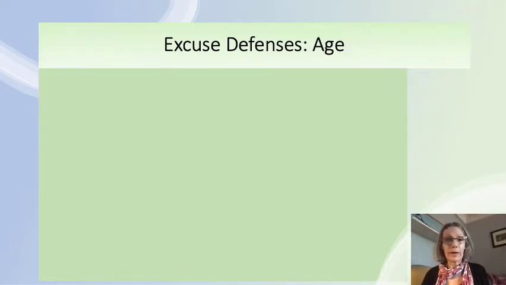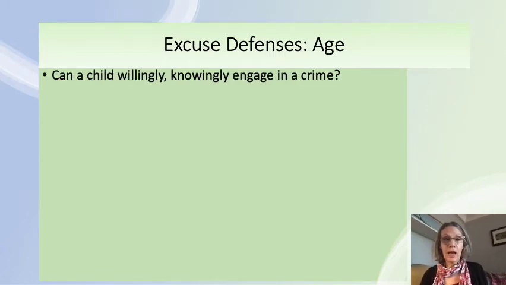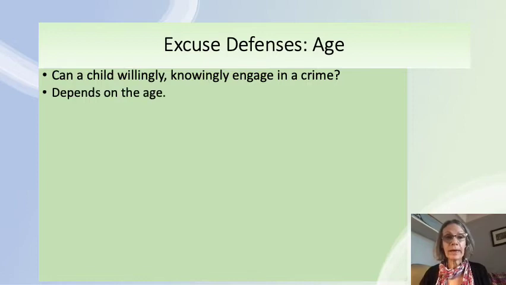Okay, so let's move on to our next excuse defense, which is using age as an excuse defense. Now, when we're talking about age, we're usually talking about children, minors, those who are under the age of 18. And so the question with using age as an excuse defense is, can a child willingly, knowingly engage in a crime? Can children understand the consequences of their intention? In other words, can children possess mens rea? And the answer to that is, well, it depends on the age of the child.